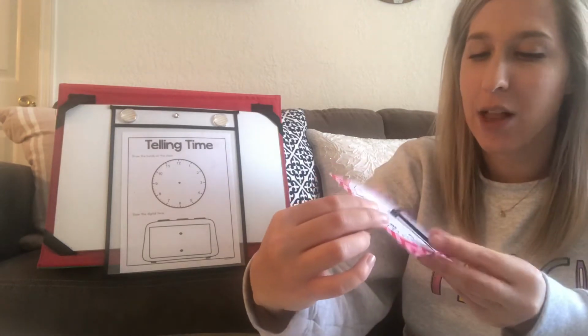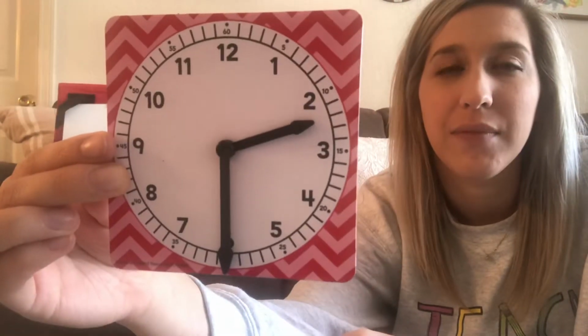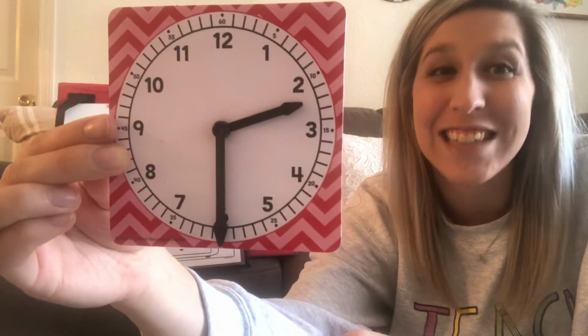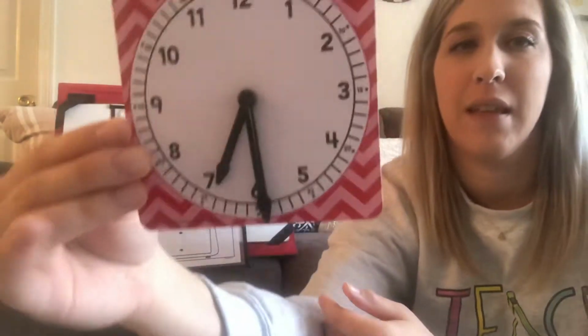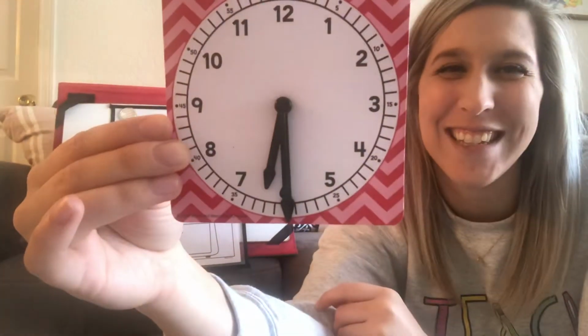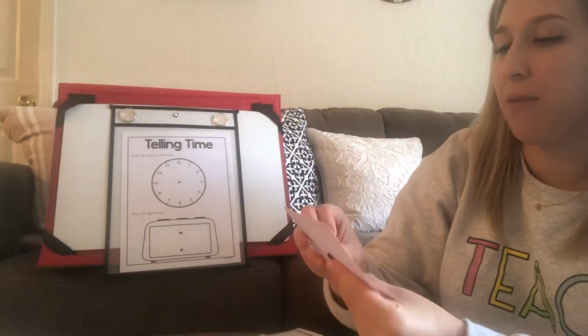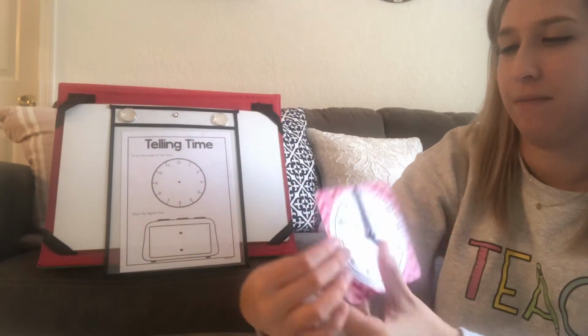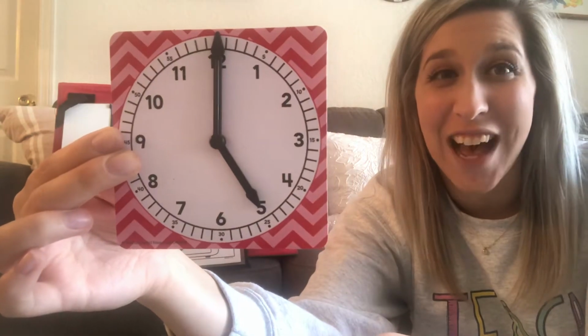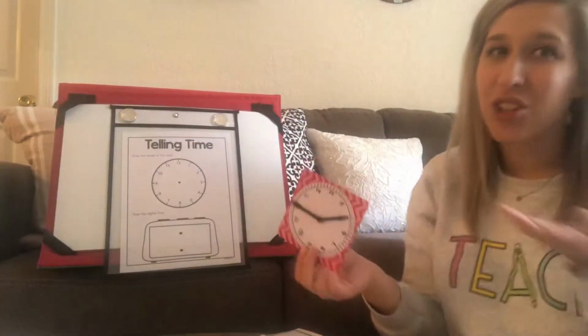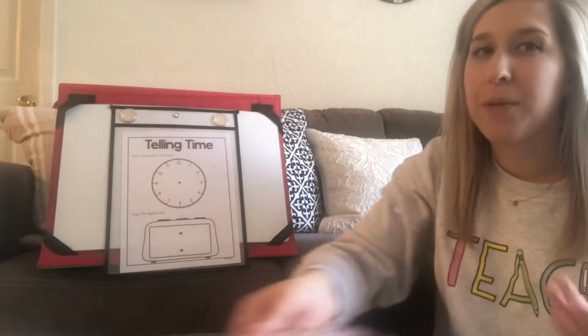What time does this clock say? Yeah, it says 2:30. Great job, kindergarten. What time does this clock say? Oh, it changed. What time does it say? Yeah, it says 6:30. Okay, what time does this clock say? 5 o'clock. So we are so good at telling time that we're ready to make it a little bit more challenging.